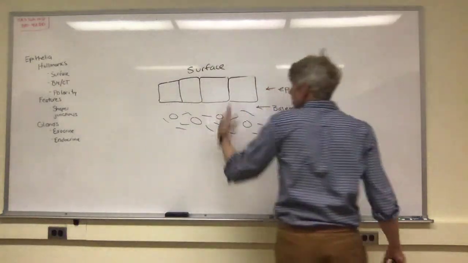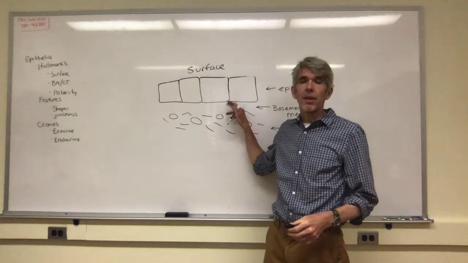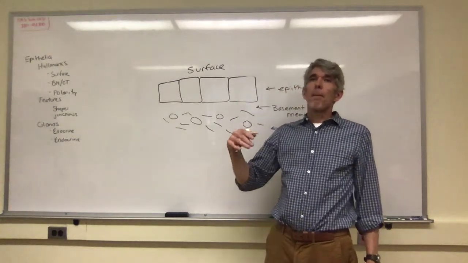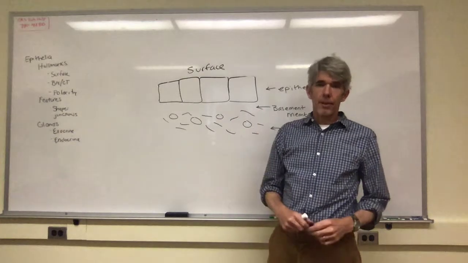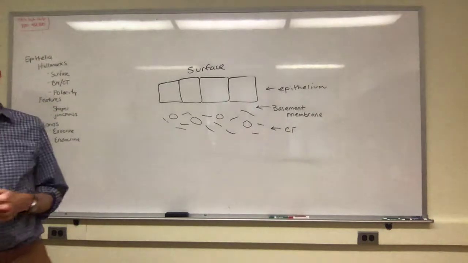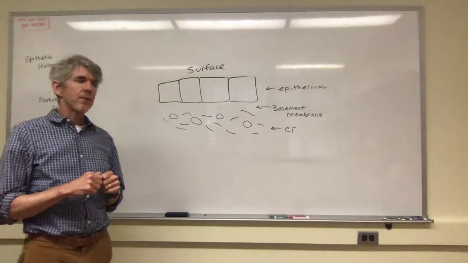There are several exceptions to a single layer of cells in epithelia. An example is the epidermis of the skin, which is multiple cell layers thick, okay? All of the epithelia that I talk about are going to be a single layer of cells.